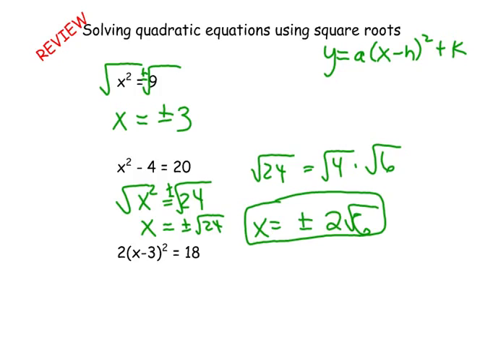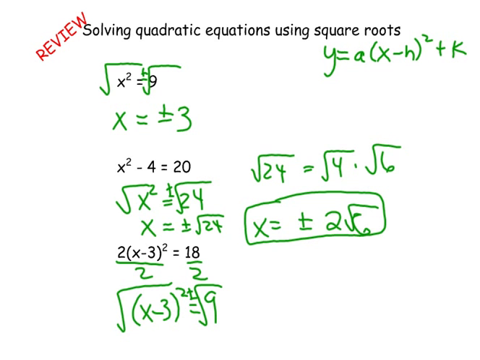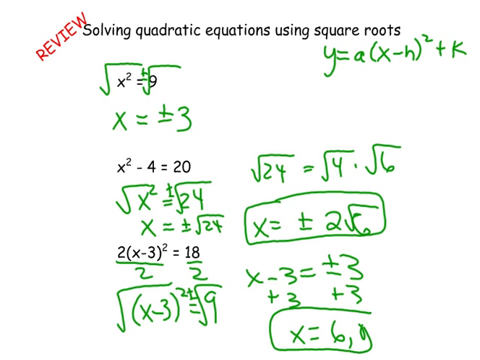You'll notice on each of these, we're finding the value of x that works in the equation. On this last one, we're still in vertex form, so we're going to divide by 2 to isolate the square term. And we get x minus 3 squared equals 9. We would take the square root of both sides once the square term was isolated. Don't forget that plus or minus. And we would get x minus 3 is equal to plus or minus the square root of 9, which is 3. Add 3 to both sides. And x is equal to 6 or 0. So that's solving quadratics using square roots.